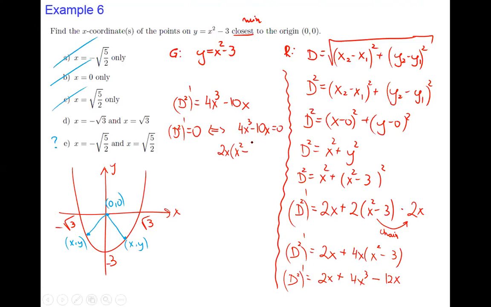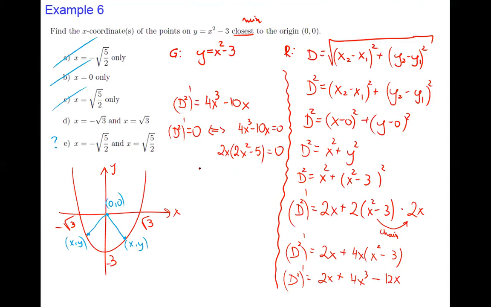X something is, is everything correct? Because I don't know if I like x squared, no. 2x squared minus 5. Okay, it is correct. Then this is 0 if x is 0.